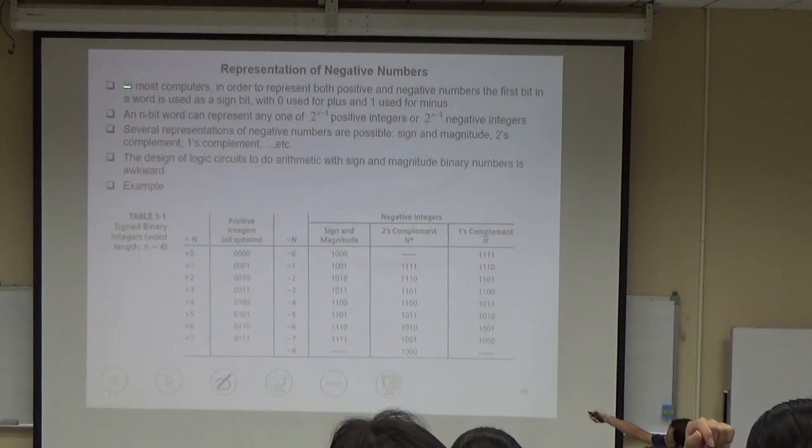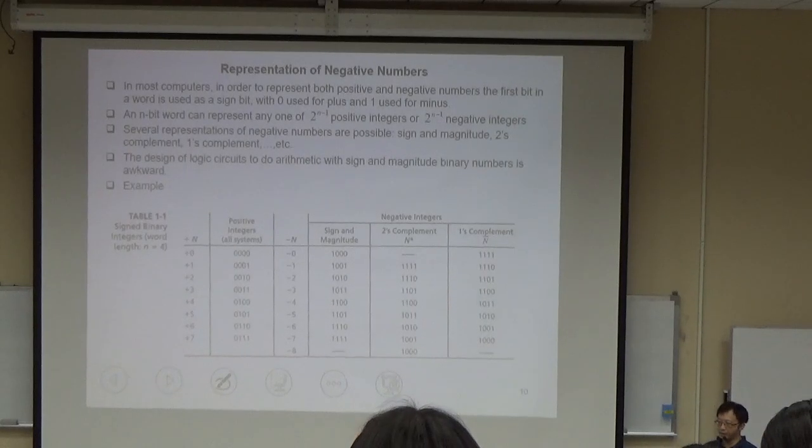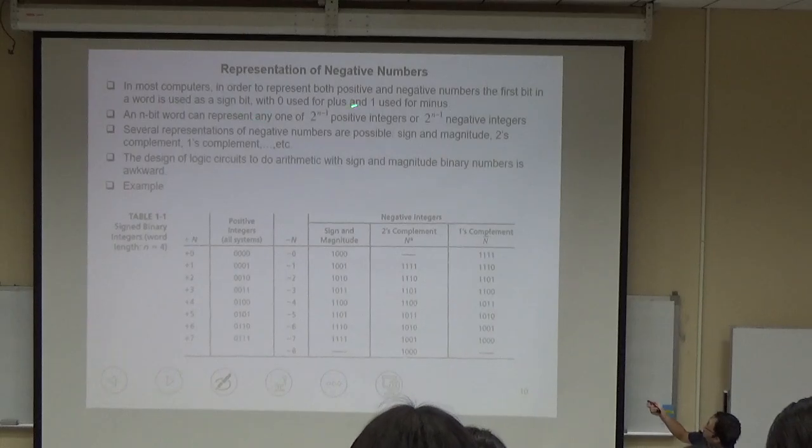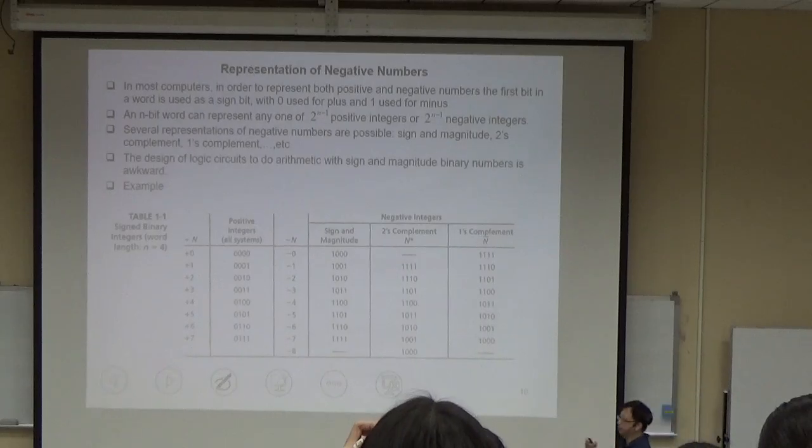The first bit in the word is used as a sign bit, which means the sign bit will indicate whether this number is positive or negative. For example, 0 means that the number is positive. And if the sign bit is 1, it indicates that this number is negative. Okay? What does it mean? You will see the details following. Okay? So 0 is used for plus, 1 is used for minus.